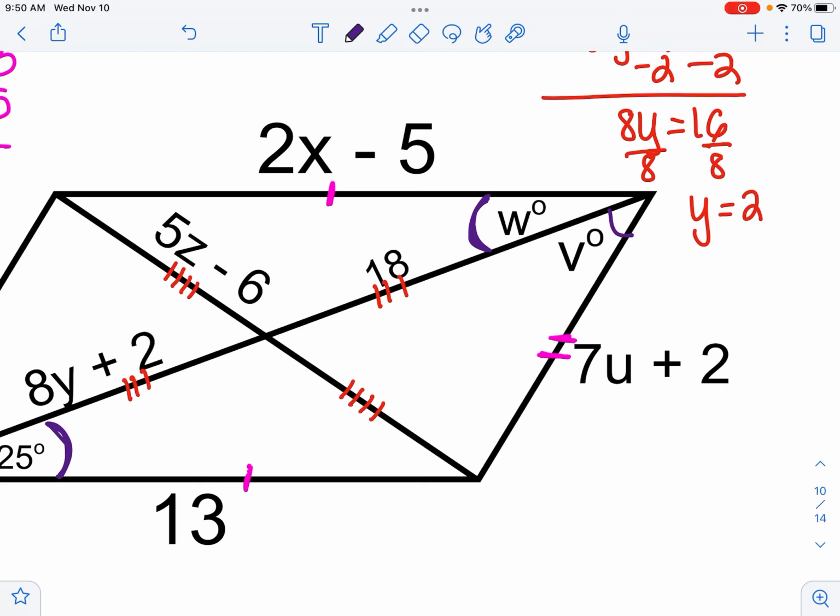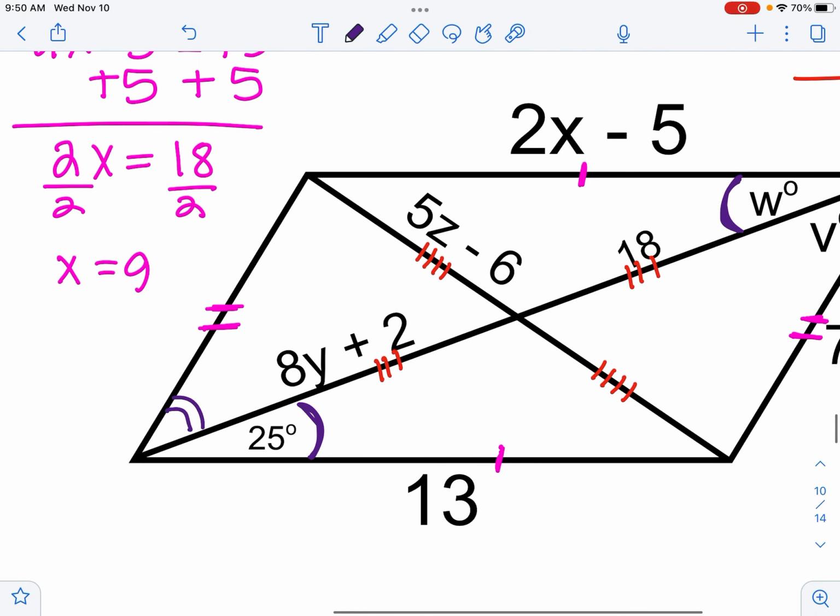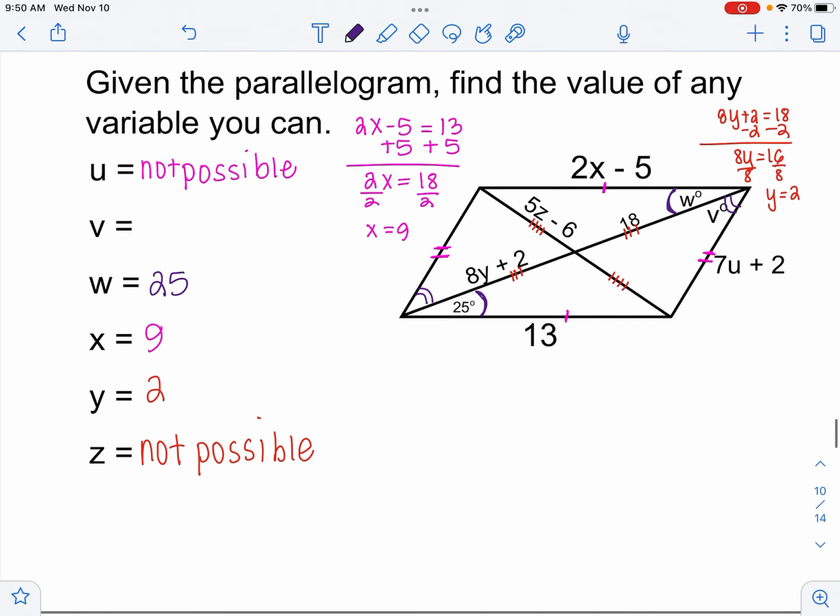And then I know this angle, angle V, is congruent to this angle, which is blank, so I don't know it. So this is not possible.